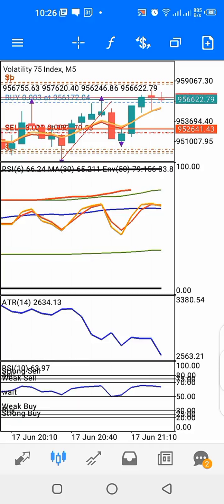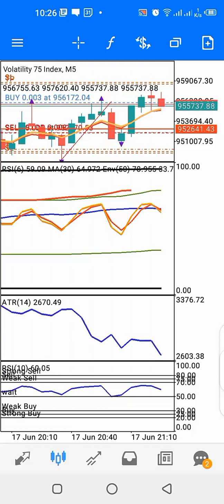Don't forget your limits, your sell limits, buy limits. There are points where price gets to and price reverses. But your buy stops and sell stops are points where price gets to, and price continues in the direction it's going.